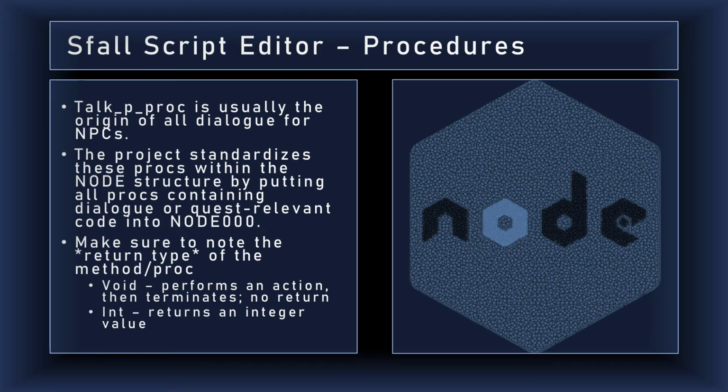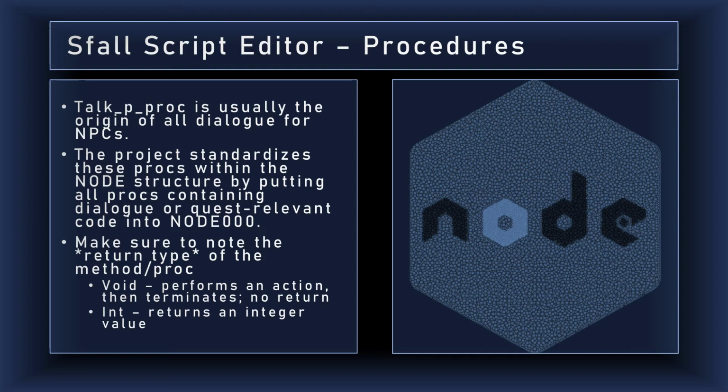So talk pproc is usually the origin of all dialogue for NPCs. The project standardizes these procs within the node structure, and we'll look at the node structure in just a little bit, by putting all procs containing dialogue or quest relevant code into node 000. So if we have destroy pproc, talk pproc, examine pproc, description pproc, any of those, they will go inside node 000. Then I will also sort them in alphabetical order, just to make my life a little bit easier.